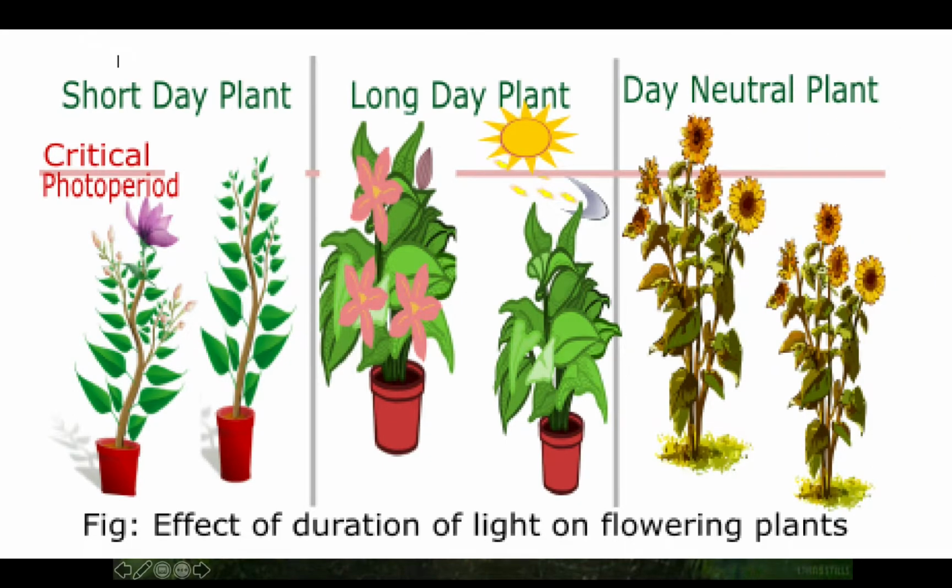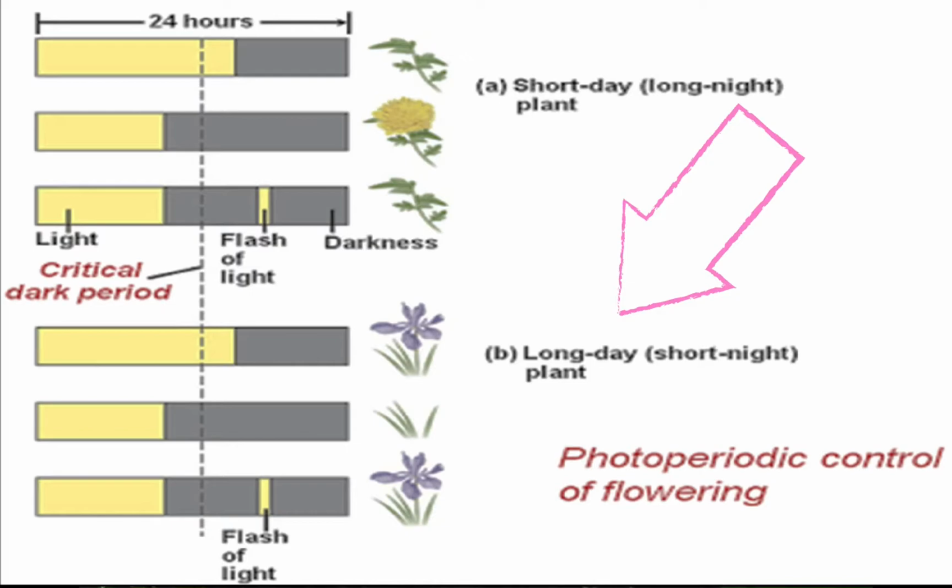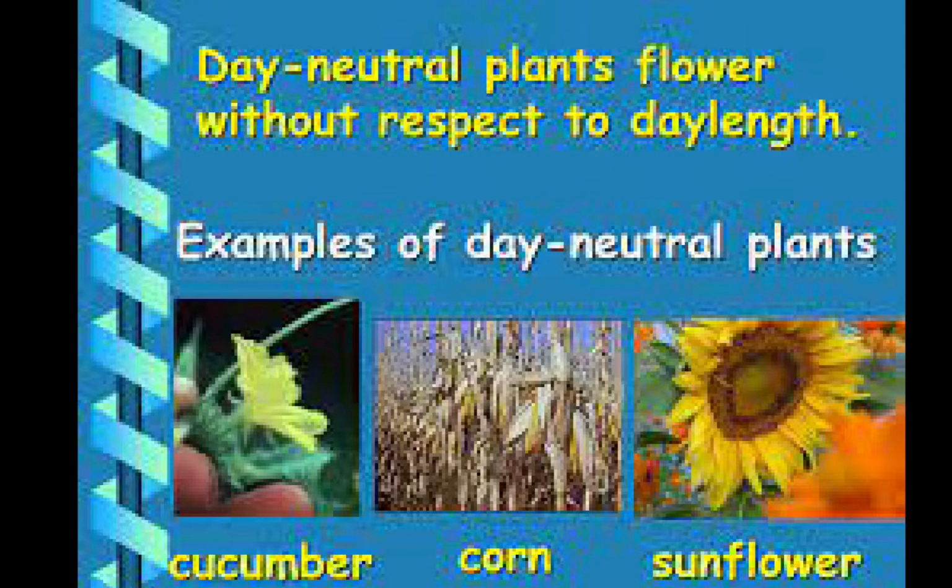How are they different? The short day plants only flower if the day length is shorter than 12 hours. Whereas the long day plants need a day length of more than 12 hours to flower. And then we get the neutral plants, and the neutral plants are not affected by day length, right? It's a type of plant that is able to flower regardless of the length of period of light that it is exposed to.